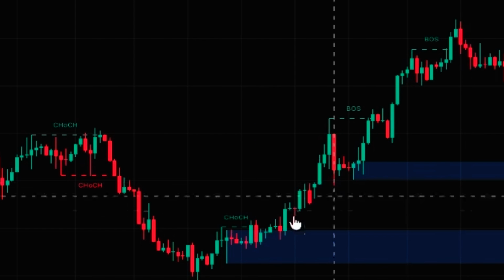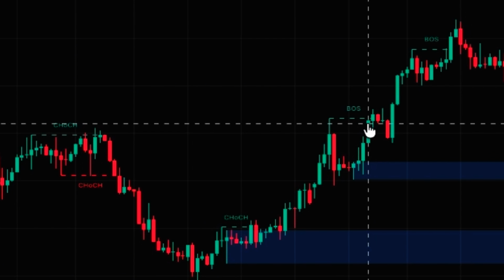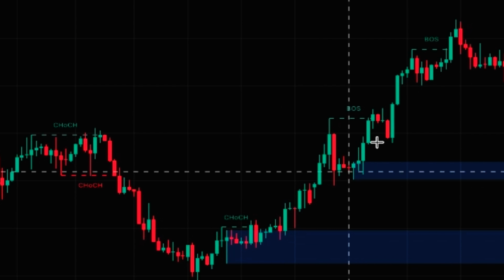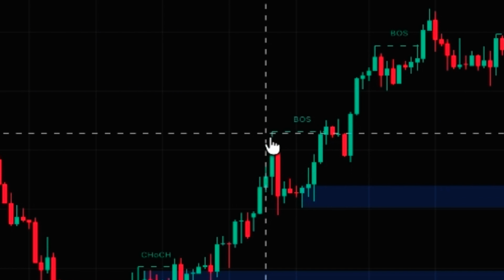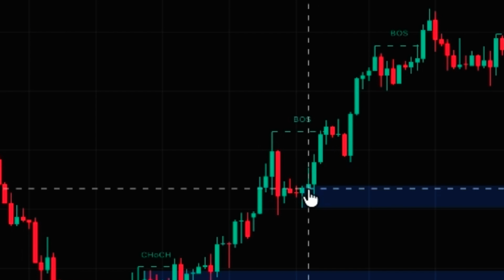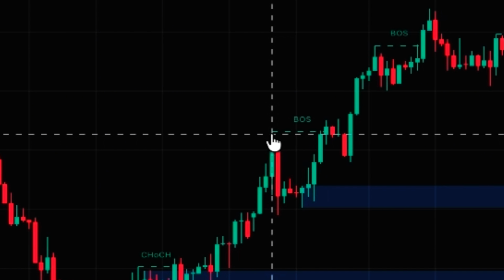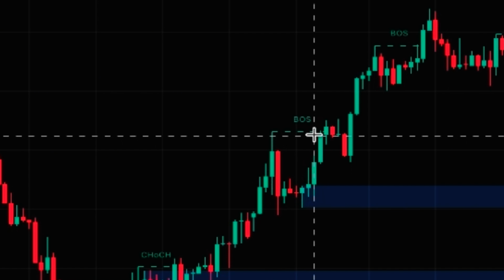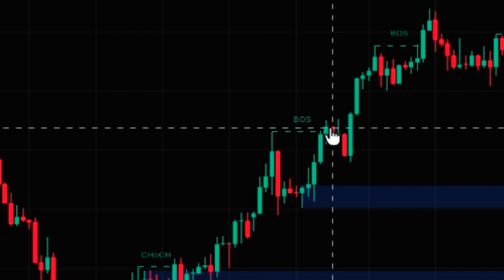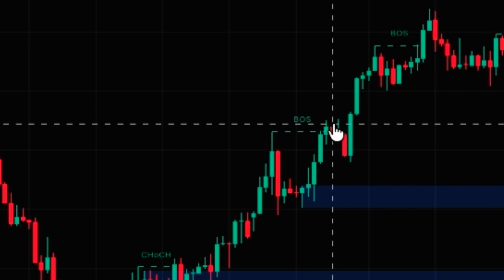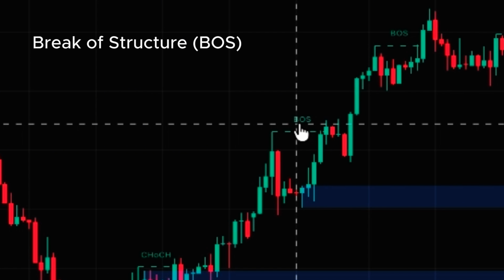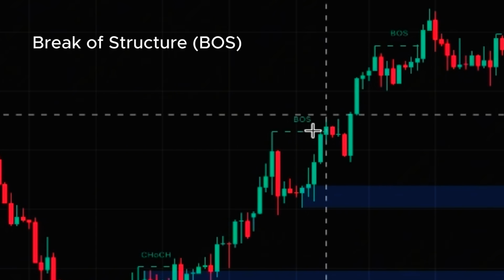On the other hand, when the price is in an uptrend, it makes higher highs and higher lows. When the price makes a higher high and goes for a pullback, this high is a potential resistance level, and the price may have difficulty passing this level. When this level is broken, it is called break of structure, and it is a signal for further advancing of the price.